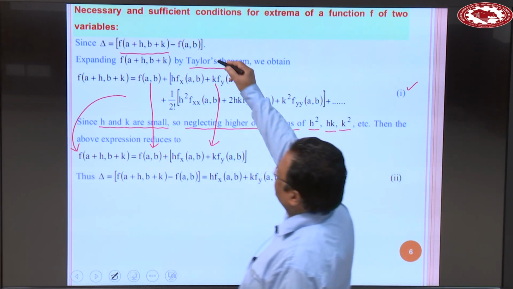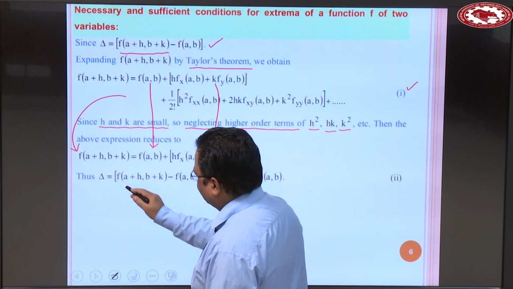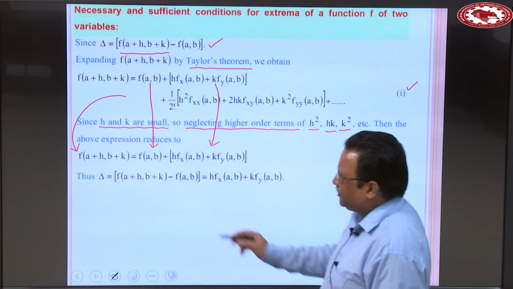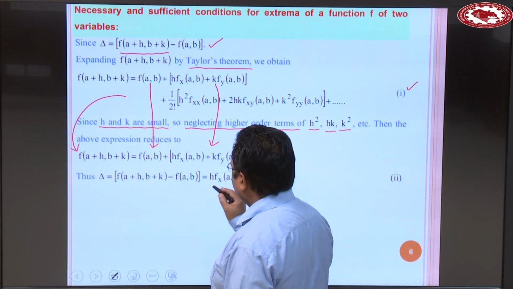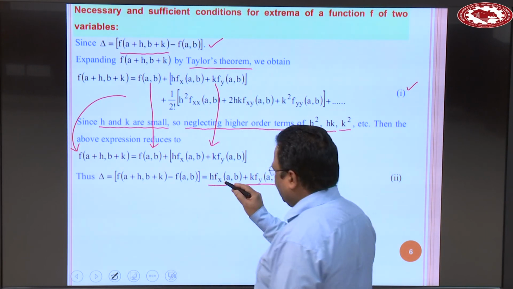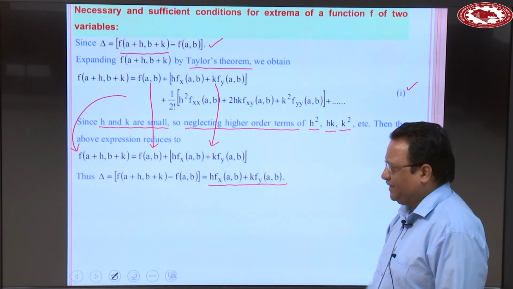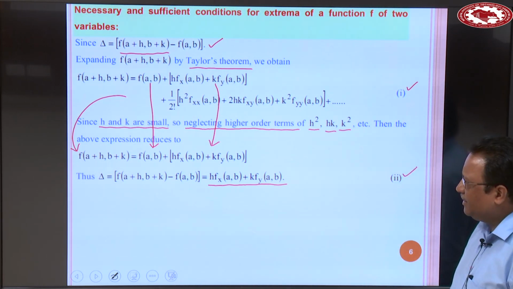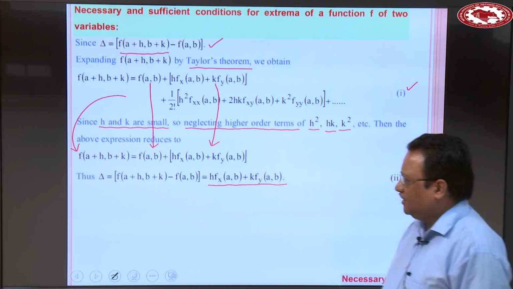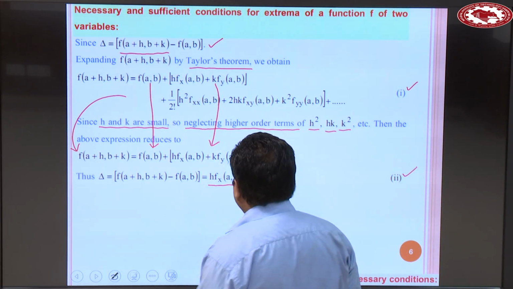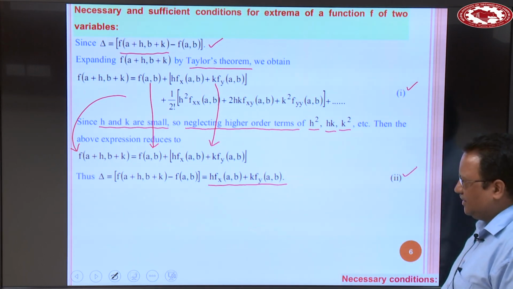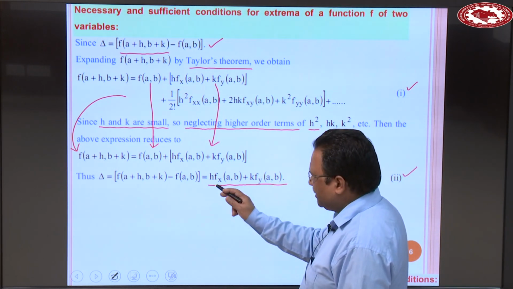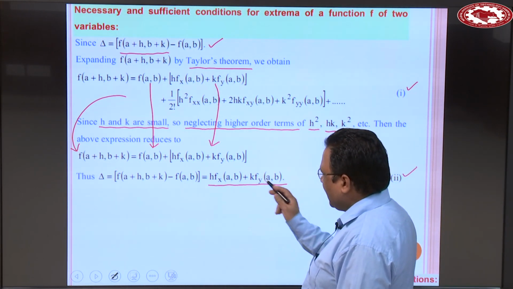Now, calculate this result. Δ is equal to f(a+h, b+k) minus f(a, b). Substitute this value here, and you will get only h f_x(a, b) plus k f_y(a, b). So, Δ is equal to this result, this is expression number 2. Now, we are going to find what the necessary conditions are. So, remember Δ is equal to h f_x(a, b) plus k f_y(a, b).